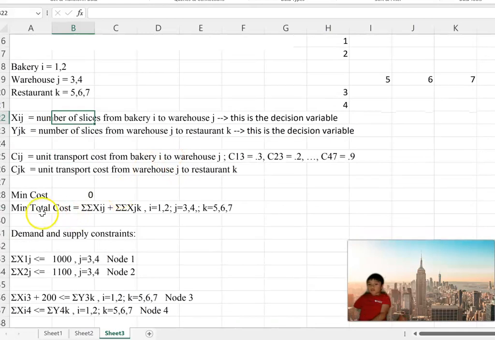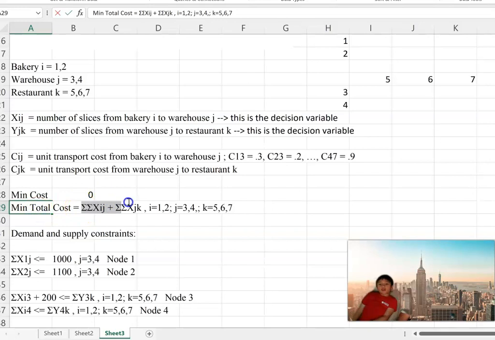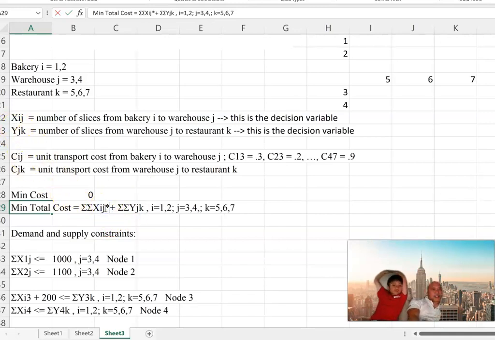We want to minimize the total cost. So we make it like this: sum over I from 1 and 2, J from 3, 4, of Xij times Cij, plus the sum of Yjk times Cjk. That's how you represent the total cost.